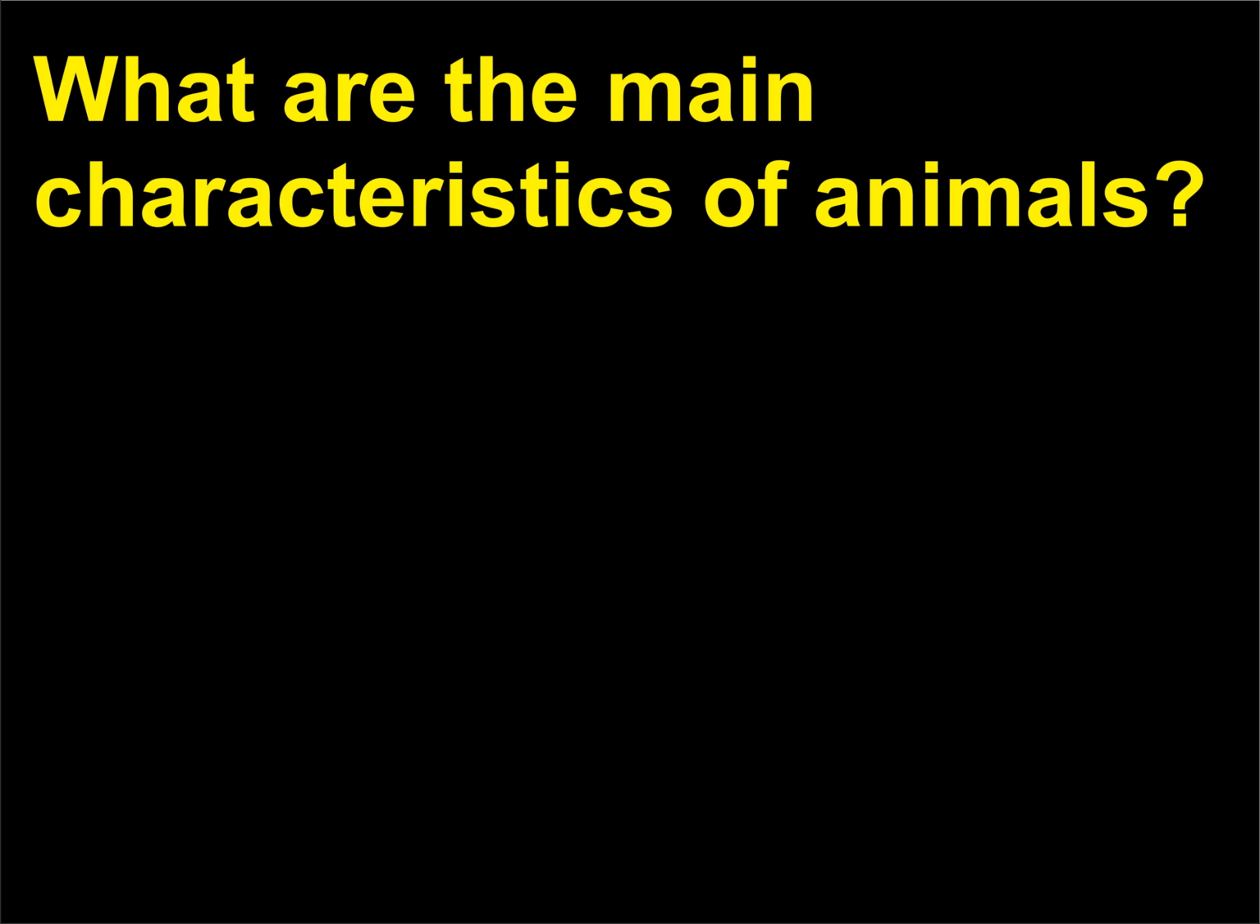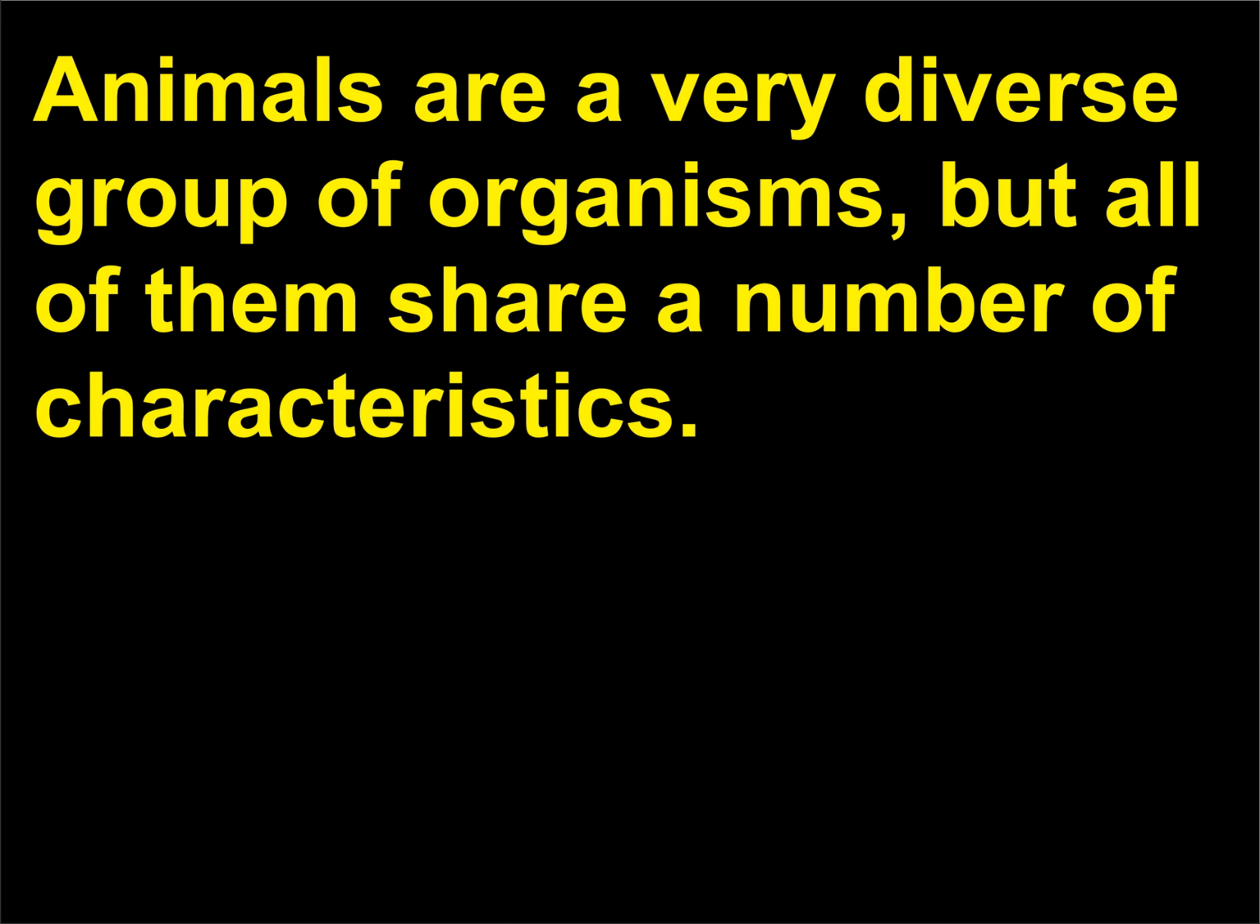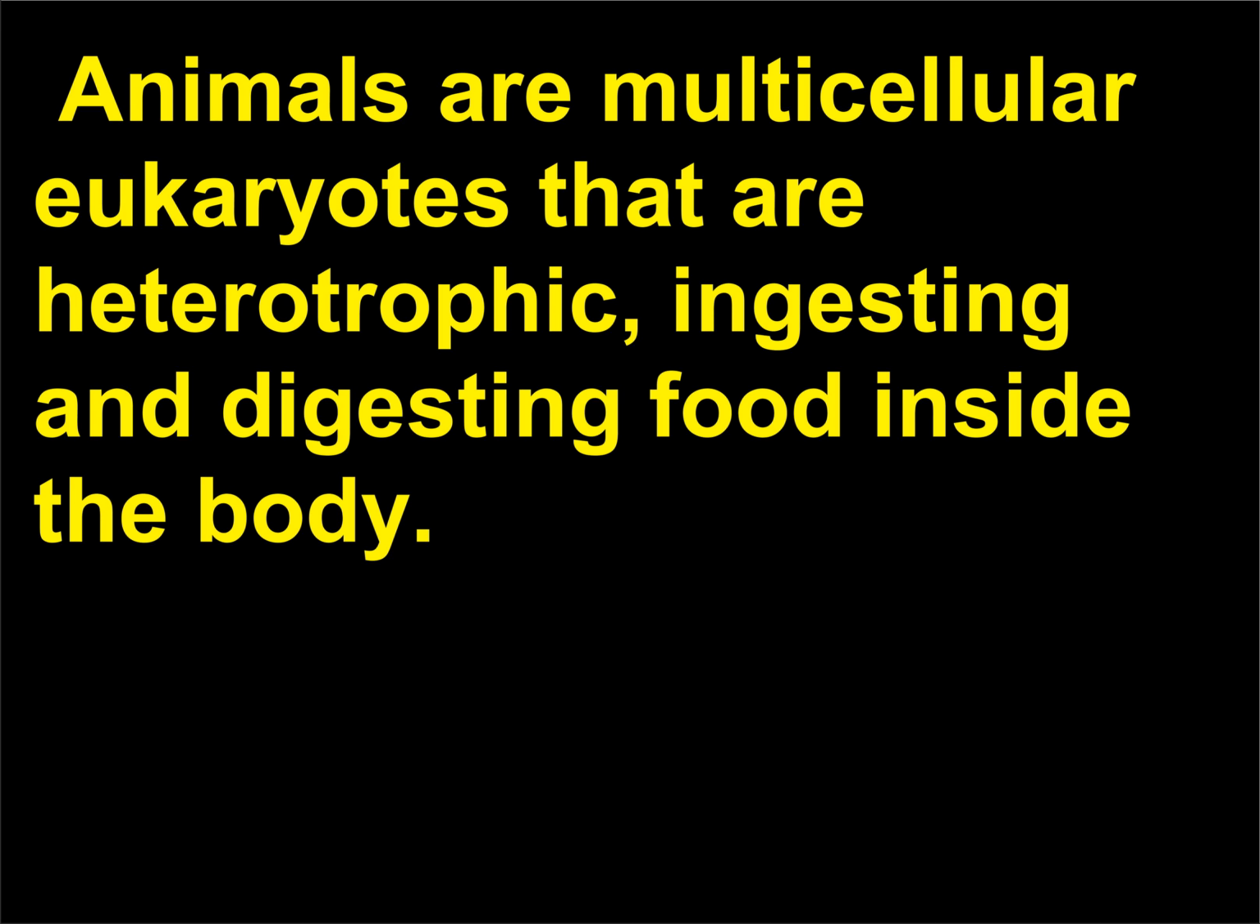What are the main characteristics of animals? Animals are a very diverse group of organisms, but all of them share a number of characteristics. Animals are multicellular eukaryotes that are heterotrophic, ingesting and digesting food inside the body.